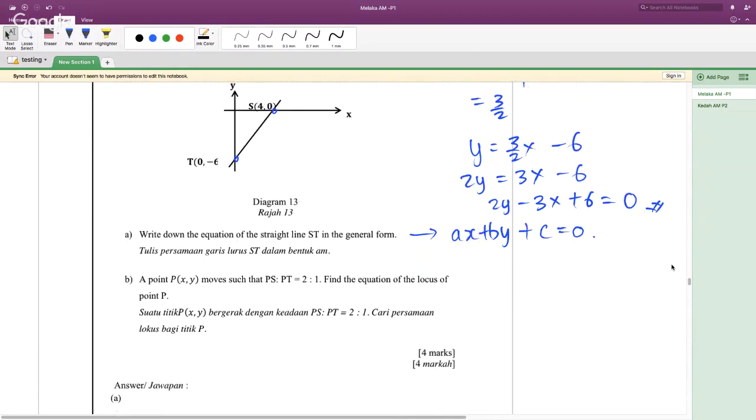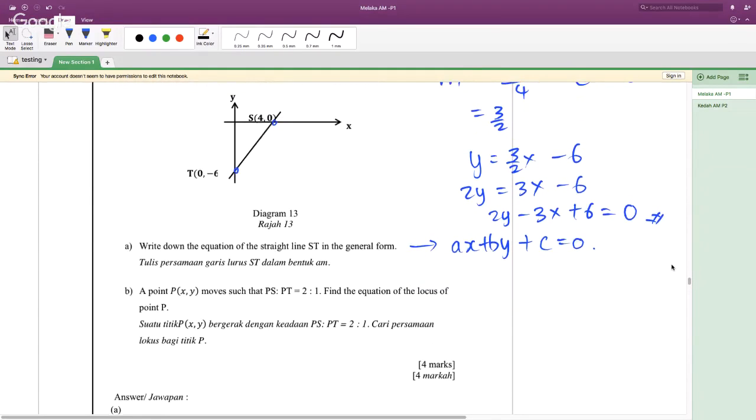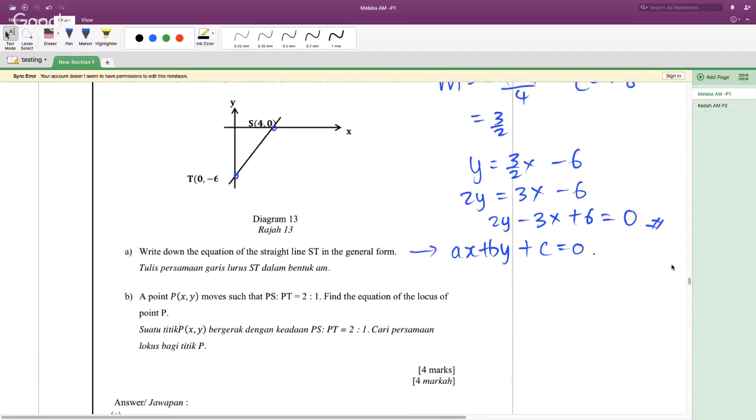All right, part B: a point P is moved such that the ratio PS to PT is 2:1. So, okay, PS to PT, and I guess P is somewhere here.